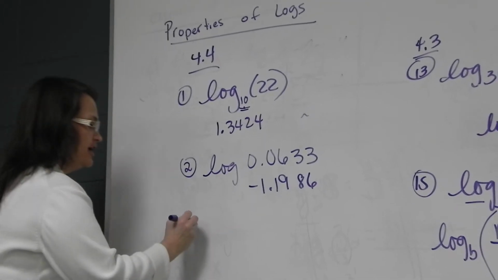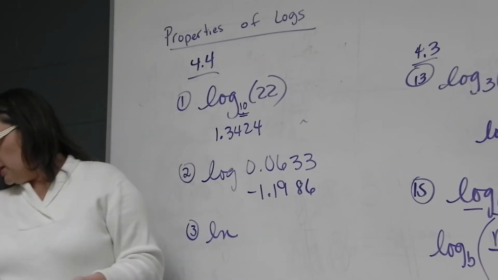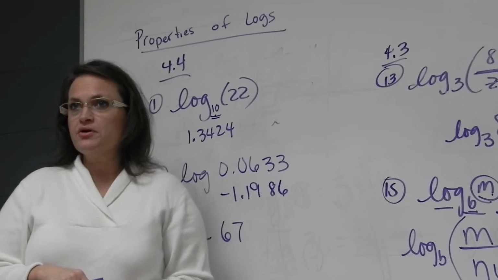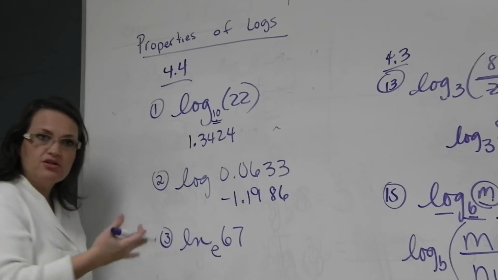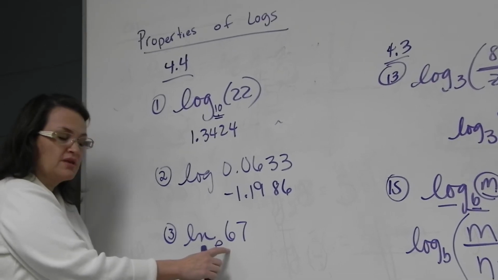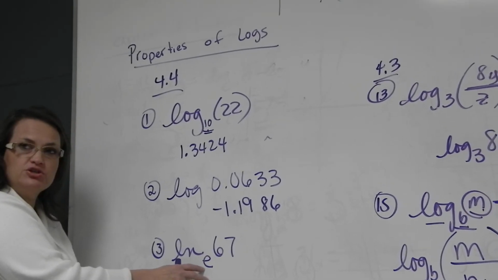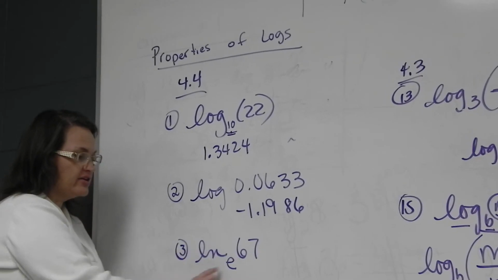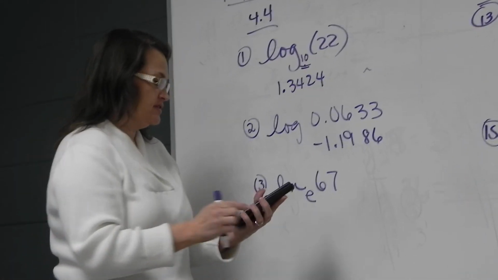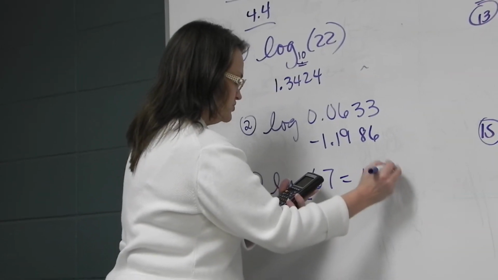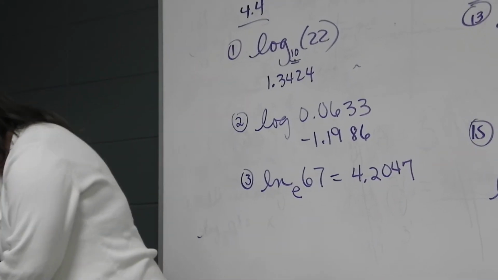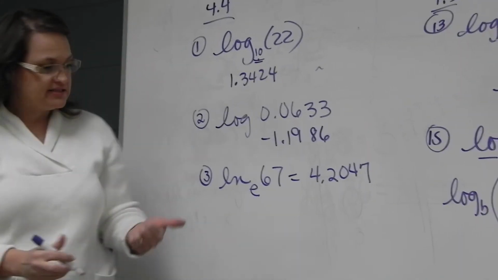Number 3 says use your ln button. ln of 67. So you also have an ln button on your calculator. ln assumes base e, unless otherwise stated. So it's saying e to what power is 67? e is a irrational value. It's 2.718 approximately, but your calculator is already programmed to do base e when you hit the ln button. So ln of 67 should be approximately 4.2047.